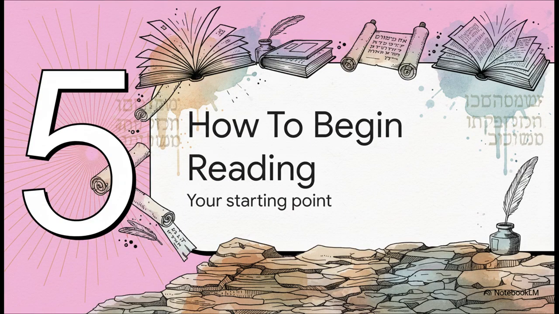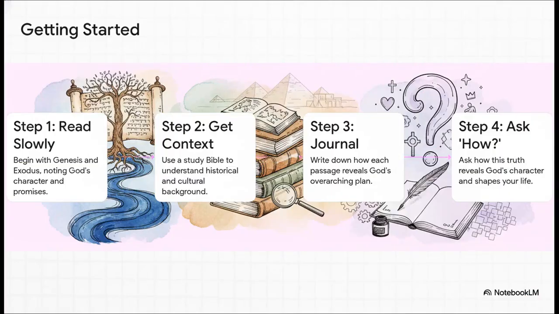Okay, so we've covered the why and the what. Now for the really big question. Where on earth do you even start? How can you actually begin reading this in a way that makes sense? Here's a simple game plan for you. First, just start with Genesis and Exodus, but take them slowly. Don't rush. Second, get yourself some context.